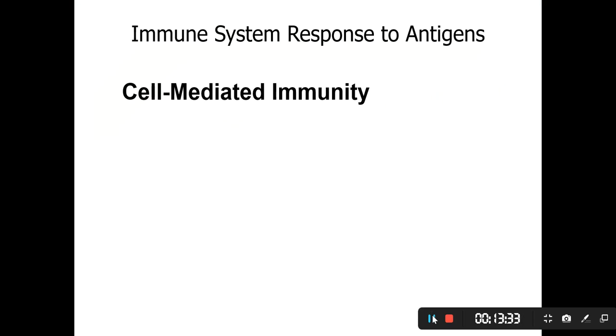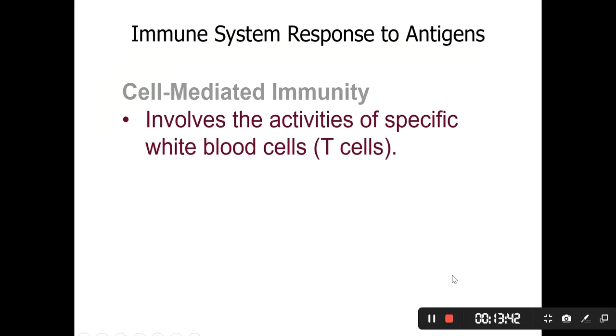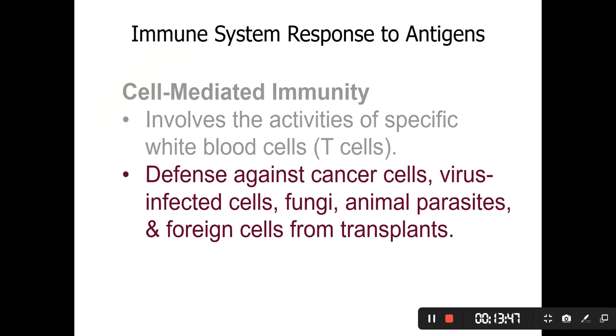So what is the response to an antigen by our immune system? It is called cell mediated immunity. What is cell mediated immunity? It involves the activities of specific white blood cells and defense against cancer cells, virus infected cells, fungi, animal parasites, and foreign cells. All these are where cell mediated immunity acts.